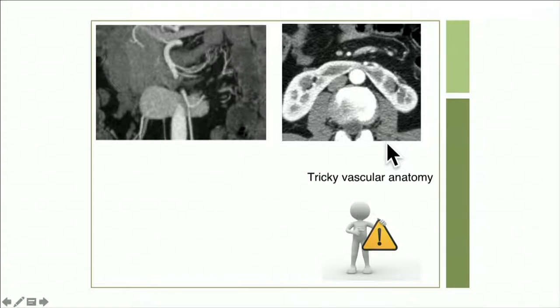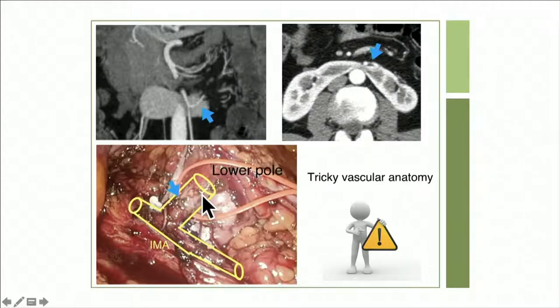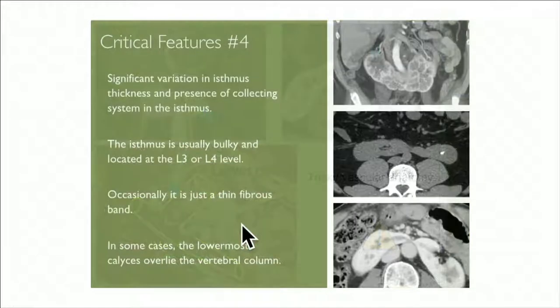So here's an example of some tricky vascular anatomy, and we'll touch on this case at the end of the talk. But here's an example of a horseshoe kidney. It has a modest isthmus, and you can see this is the inferior mesenteric artery, and that's a branch off the inferior mesenteric artery that's going directly to the lower pole of the left kidney. So here we are. We'll explain why we're doing all this later. But this is the lower pole of the left moiety. This is the branch from the IMA, which is here, going down. There's the IMA. There's the branch going to the lower pole. So a little bit of a tricky situation.